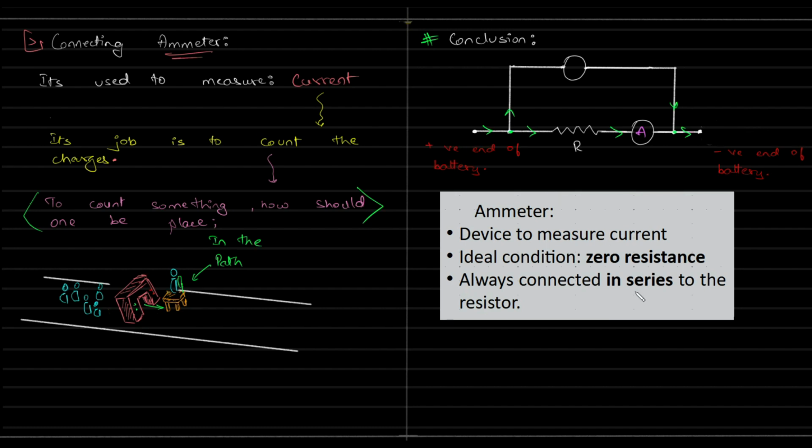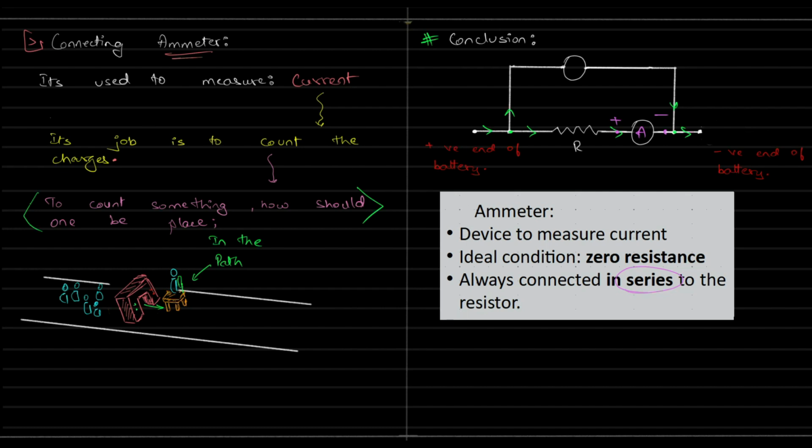So it's always placed in series with whatever we want to measure. Basically it's placed in series. This is the node which connects both this resistance and the ammeter. One point you need to remember is that the ammeter's positive terminal has to be connected to the positive terminal of the battery, and the negative terminal has to be connected to the negative end of the battery. Okay.